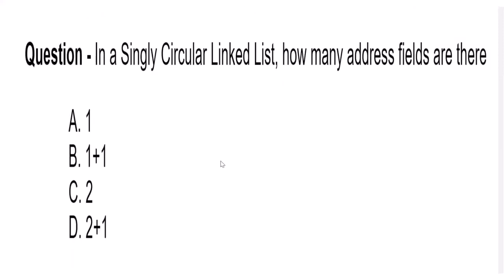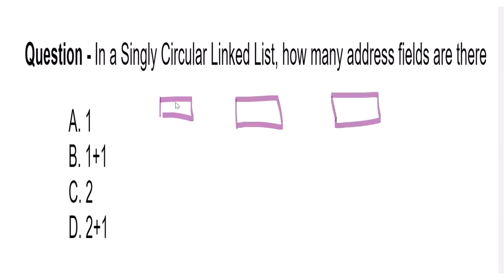Okay, so in this question, as you can see, in a singly circular linked list, how many address fields are there? Even if it is a singly circular linked list, how can we represent it? We know that these are the nodes, and each can be divided in two parts. One has data and the other has the address. Which address? The address to the next node. Similarly here and here also.